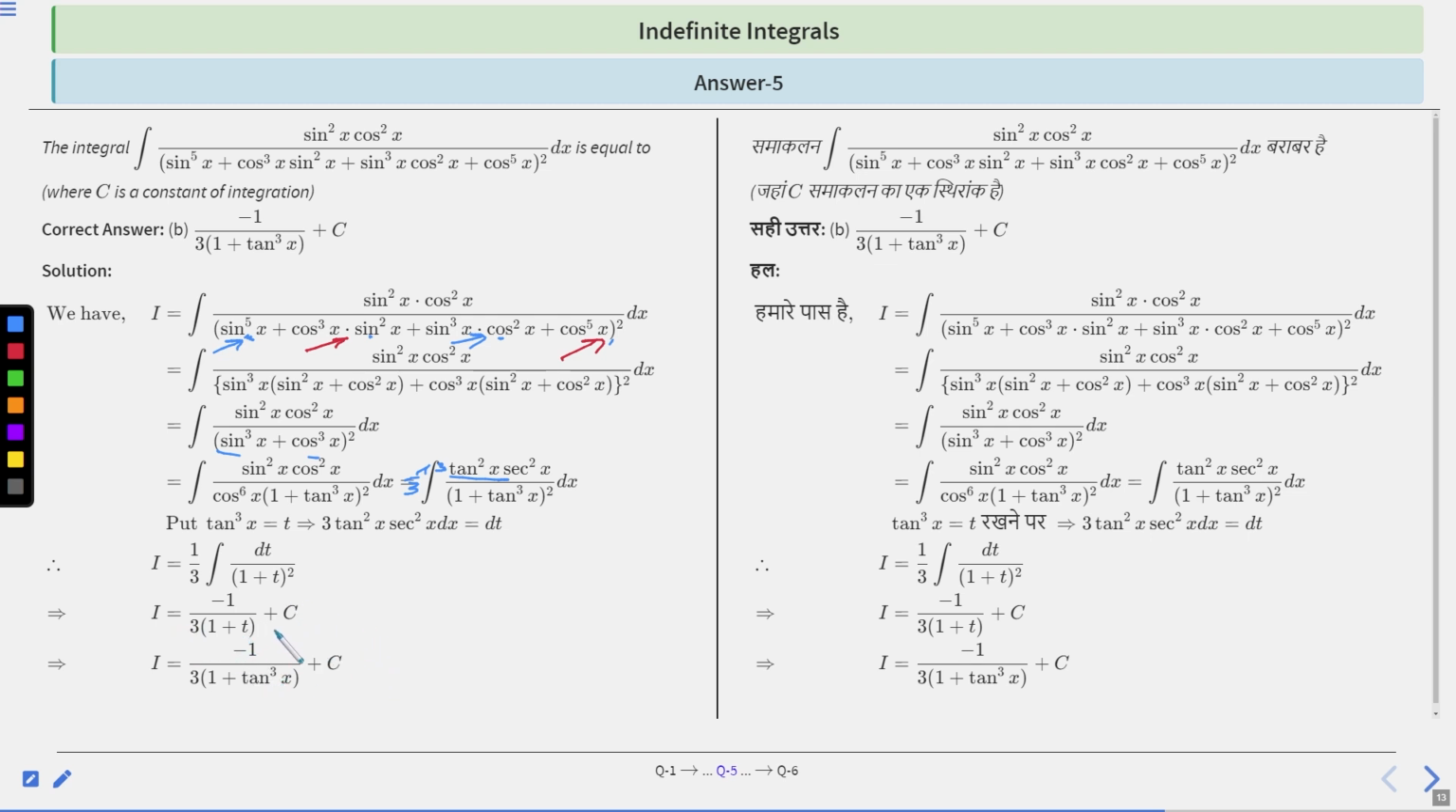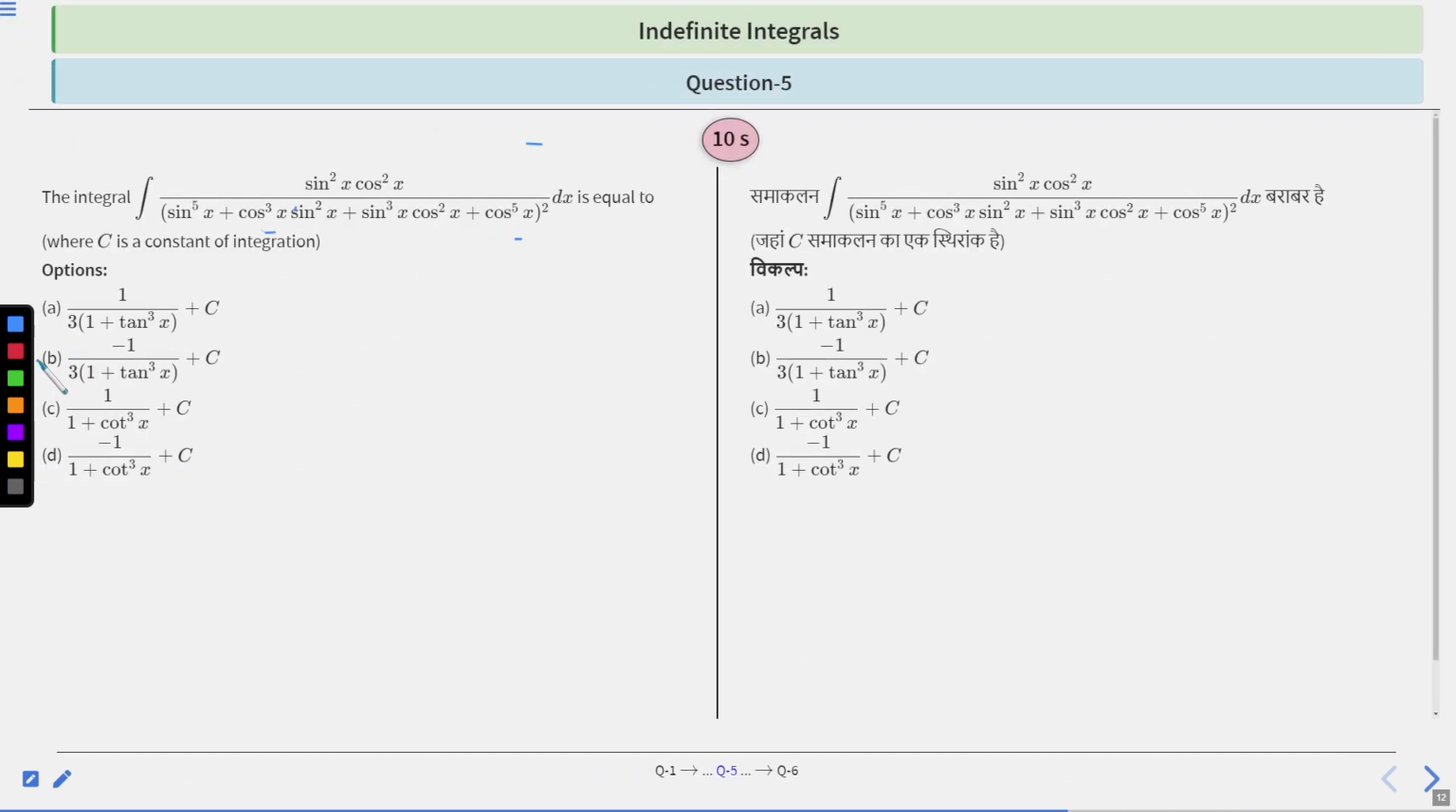Right. So let's put t is equal to tan cube x now. Therefore, I will be equal to minus 1 upon 3 times (1 plus tan cube x) plus c. Right, 1 plus tan cube x plus c will be the right answer. Got it? So I think option B is the right choice.